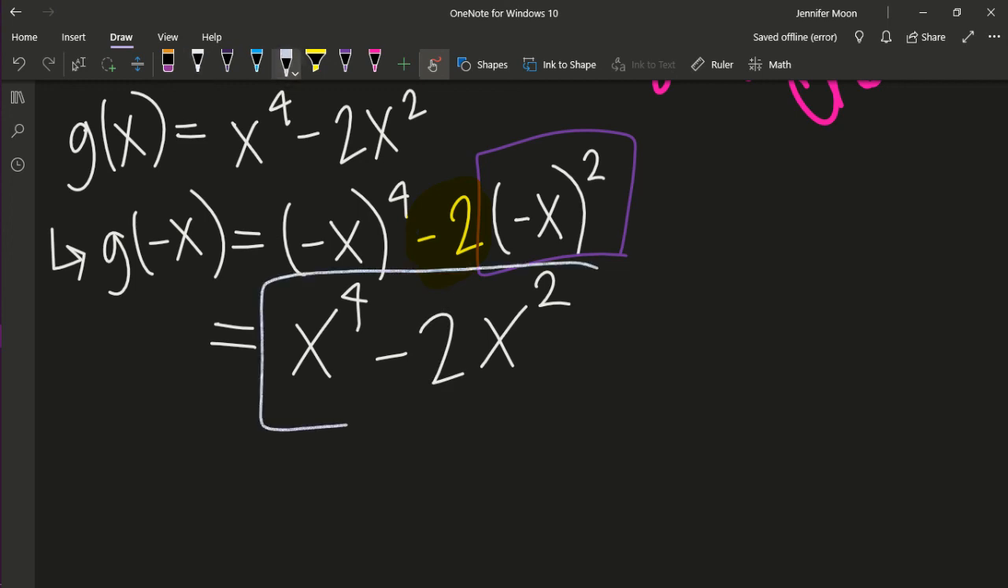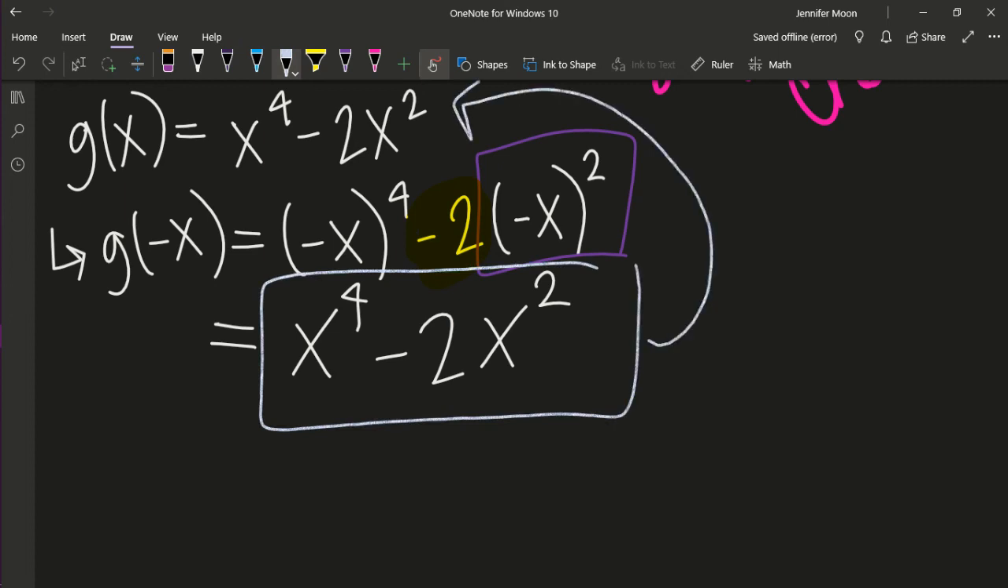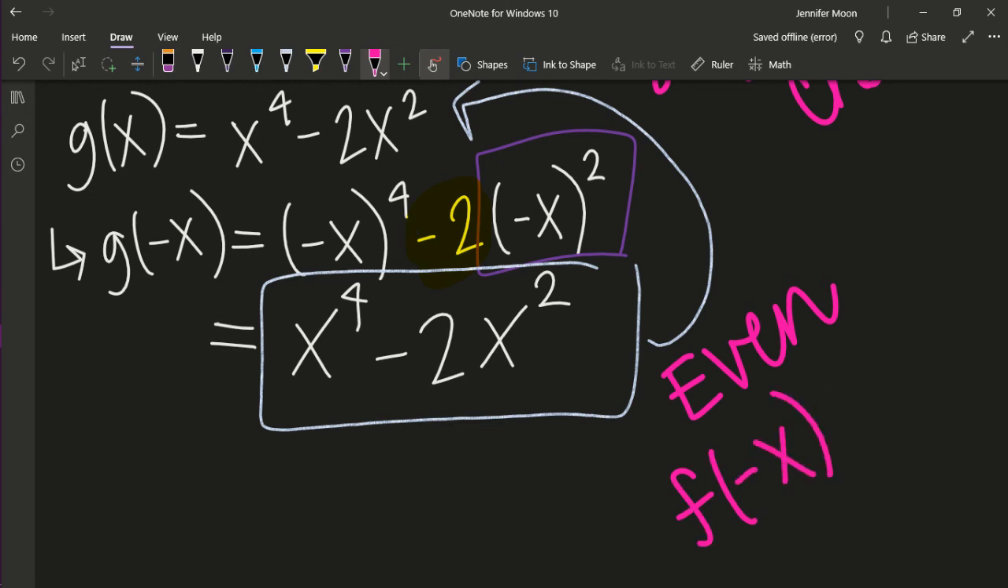So that would be your final answer, which actually matches that original completely, which means that this would be an even function. And it's because when I did the test of f of -x, I got back to my original function.